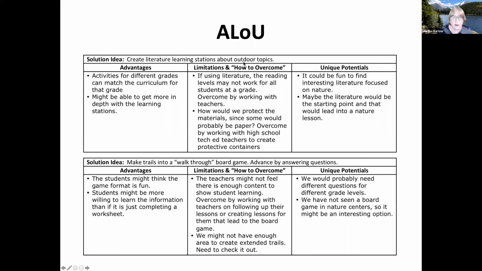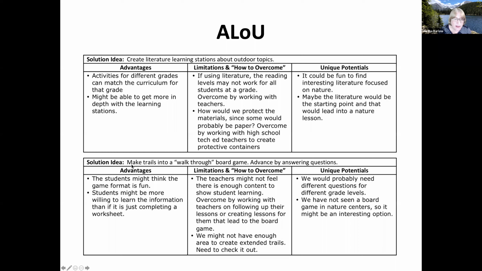First, for literature learning stations, some advantages are that you can match the curriculum to different grades, and you might be able to get more in depth with the learning stations. Some limitations might be that the reading levels might not work for all students at a grade level, so you could overcome that by working with teachers. A limitation might be protecting the materials, and we could work with the tech ed to create protective containers. Unique potentials: it could be fun to find interesting literature focused on nature, and maybe it would be the starting point that would lead into a bigger lesson.